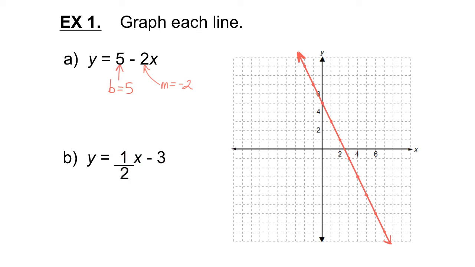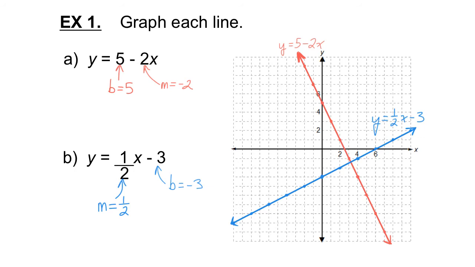For my second equation, y equals 1 over 2x minus 3. What's my y-intercept? What's my initial value? Well, it's the constant, minus 3. So that's down here. And my slope is 1 over 2. So I'm going up 1 to the right 2. So from my y-intercept, up 1, right 2, I'm here. And I can continue the pattern, connect the dots, and there's my line. And if you have more than one line on the same grid, you should label them with their equations so that it's easy to tell which is which.